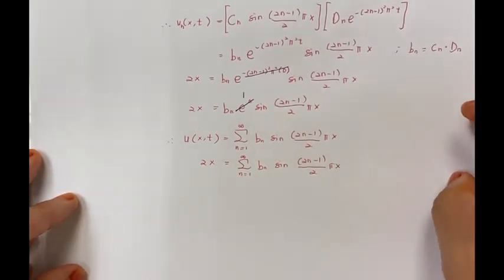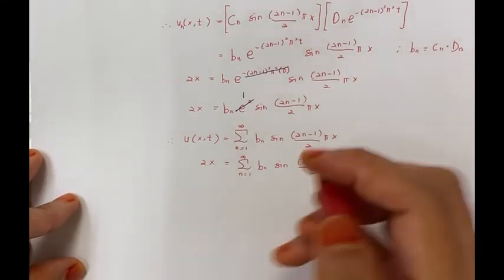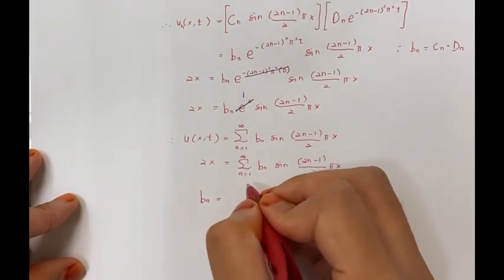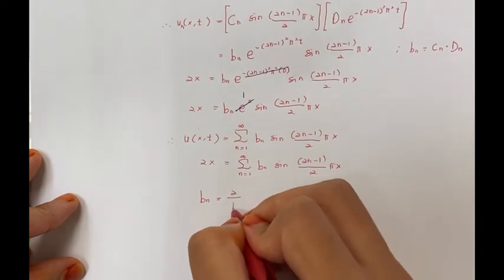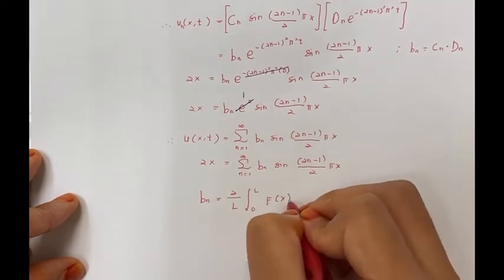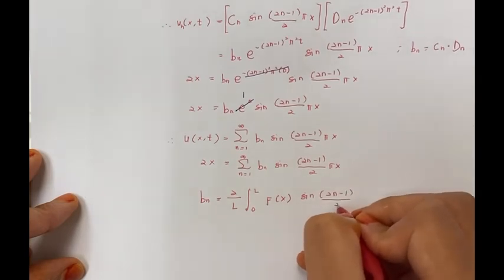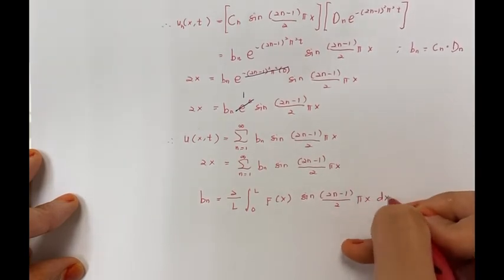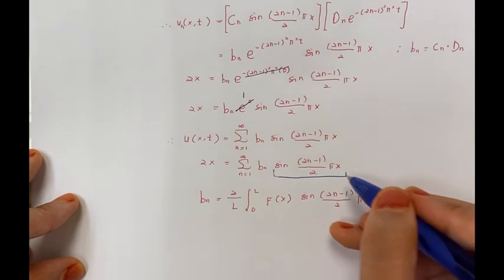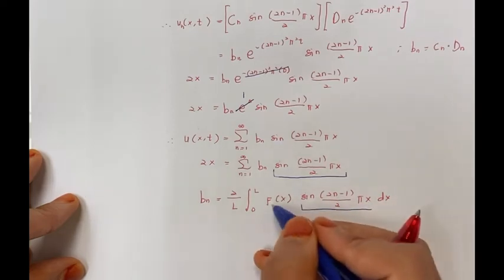Now it is the time for you to use your knowledge on solving the Fourier series to find what is Bn. Okay, to find the Bn, it is equal to 2 over L integration from 0 to L f(x) sine (2n minus 1) over 2 π x dx. Okay, you remain this sine (2n minus 1) over 2 π x over here into this. And then what is your f(x)?